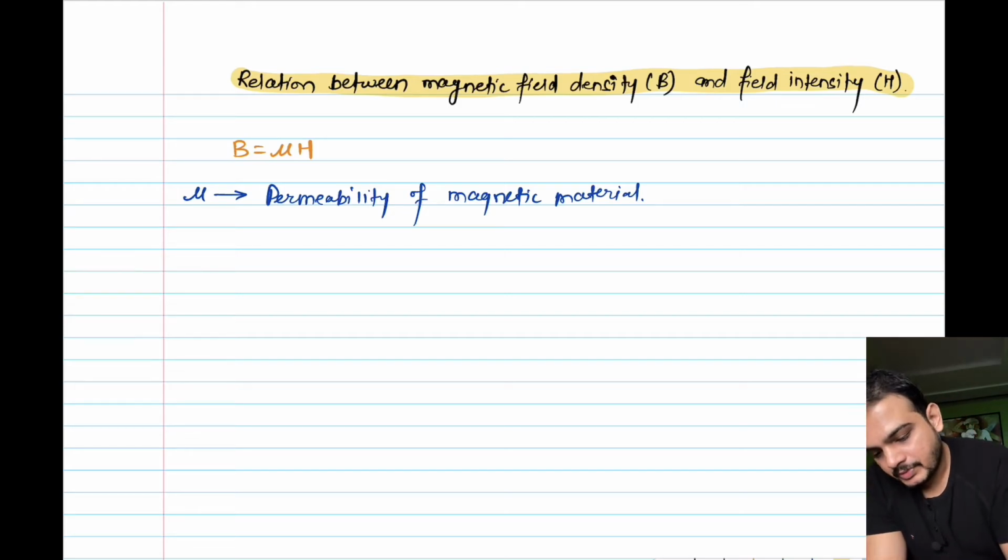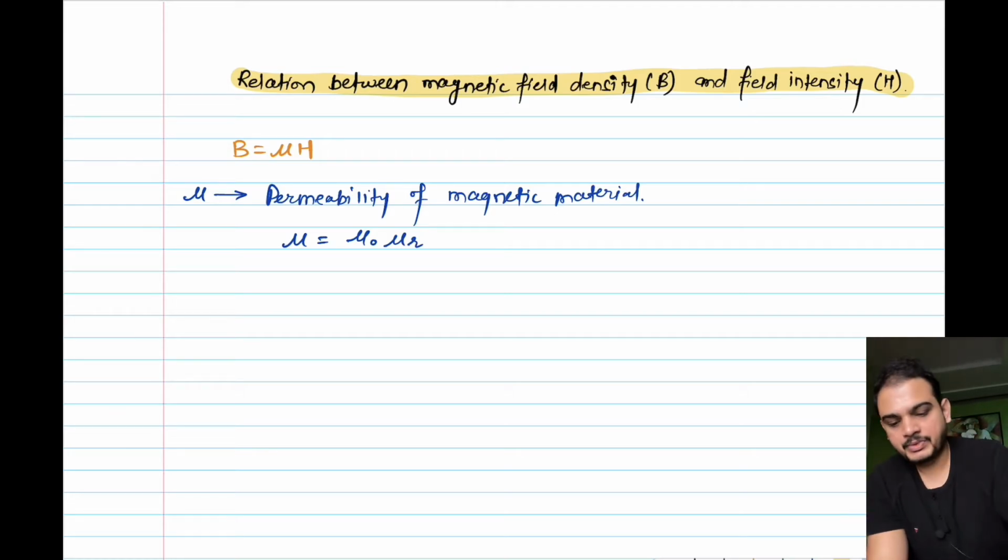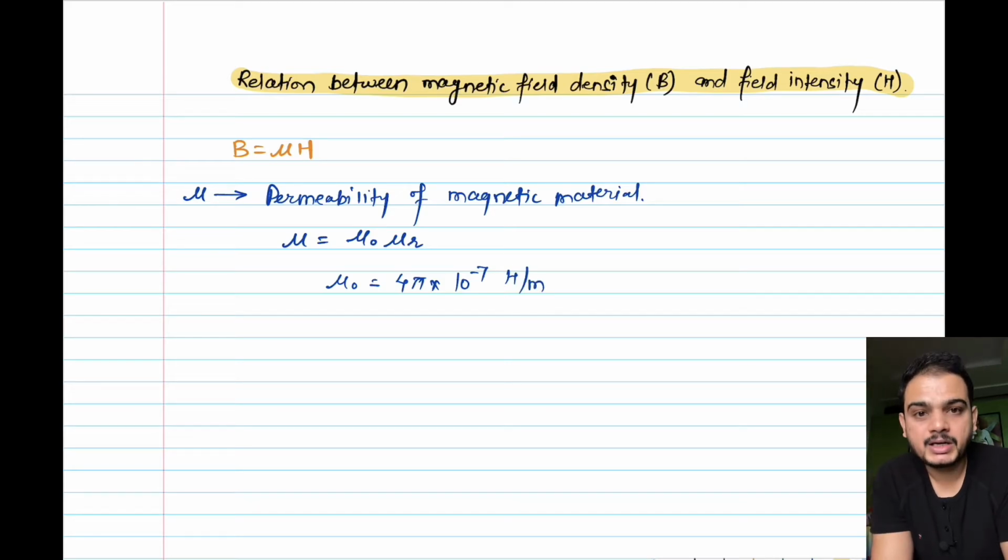We know that permeability is equal to mu naught into mu r, where mu naught is the permeability of free space or permeability of air. I hope you know it, because it is 11th and 12th physics. The value of mu naught is 4 pi into 10 to the power minus 7 Henry per meter. Its unit is Henry per meter.